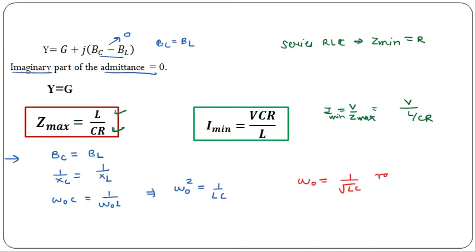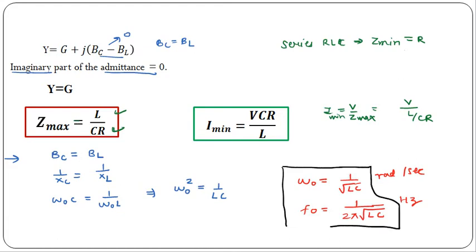L into C. This is in radian per second, and to calculate in hertz, f naught will be given by 1 by 2 pi root L into C. Okay, so this is in hertz and omega naught is in radian per second. So this is the resonating frequency formula. So the formulas for resonating frequency are the same for series and parallel.